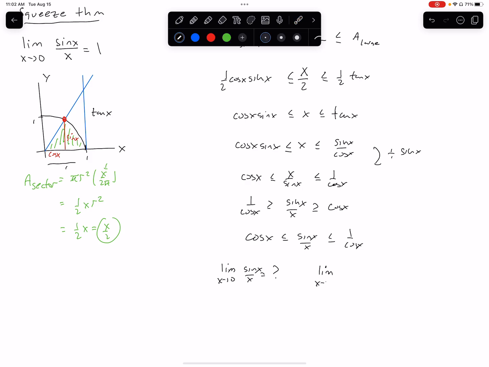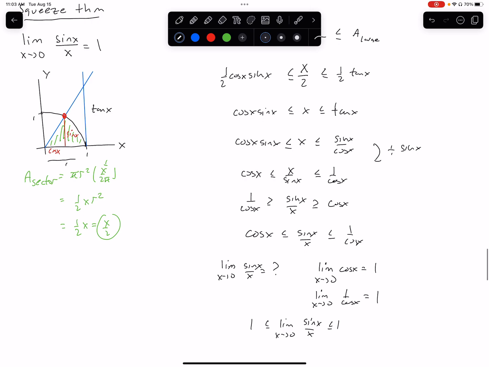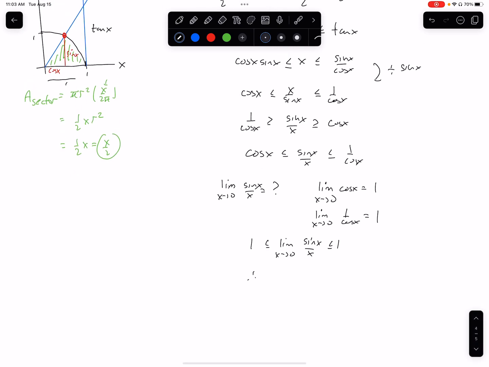If we take the limit as x goes to 0 of cosine of x, that just becomes 1. What about the limit as x goes to 0 of 1 over cosine of x? Well, that's also going to be 1 because the cosine of 0 is just 1. So notice, we're now saying that the limit as x goes to 0 of sine of x over x is now between 1 and 1. So pick a number between 1 and 1. Of course, it's just going to be 1. So therefore, we can say that the limit as x goes to 0 of sine of x over x equals 1. And this is by what we call the squeeze theorem.